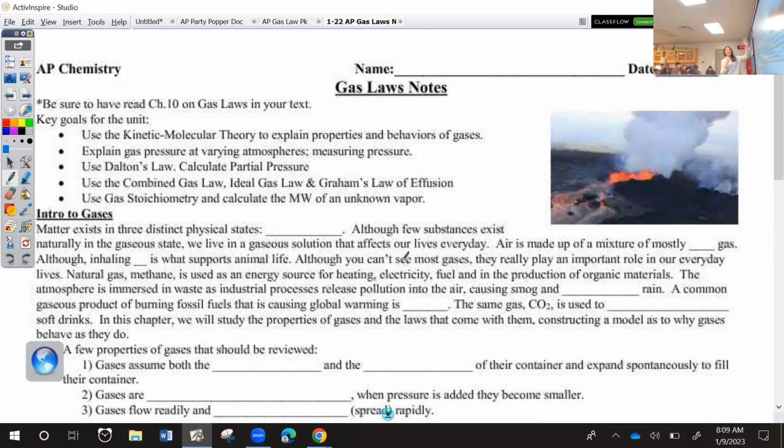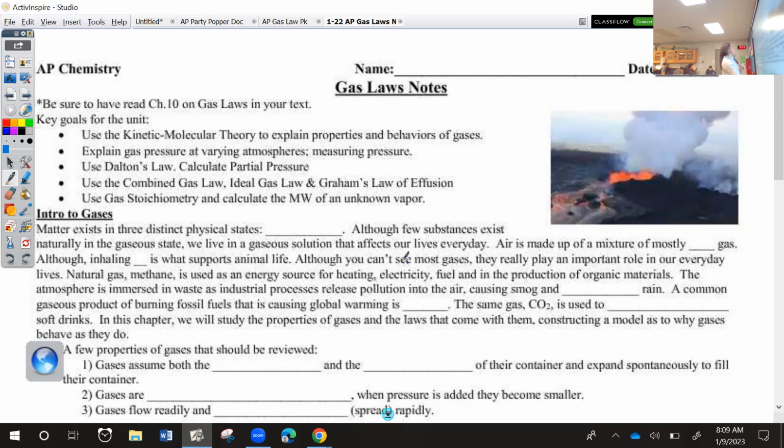We've got the kinetic molecular theory, explaining gas pressure, using Dalton's law, calculating partial pressure, which you already started doing, using the combined gas law, the ideal gas law, and then Graham's law of diffusion. And then using gas stoichiometry. And the last thing is just talking about what a real gas is. Most of this is review, I would say, so it should go pretty quickly.